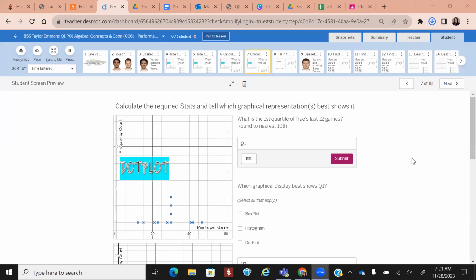Question. So what is the first quartile of Trey's last 12 games? Round to the nearest 10. So remember, if we're going to find Q1, this is how we do it. We list out all of our numbers. Okay, and then we find the middle, and then we find the middle of those numbers. Now I'm going to use the dot plot to help me. So 30 is going to be right here. And then I'm going to find Q1. So cross this one off, this one off, this one, this one. And it's going to be in between these two numbers, which is going to be 22.